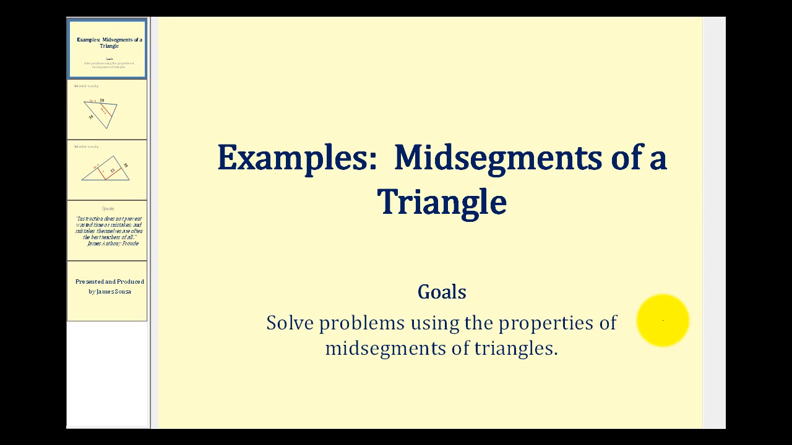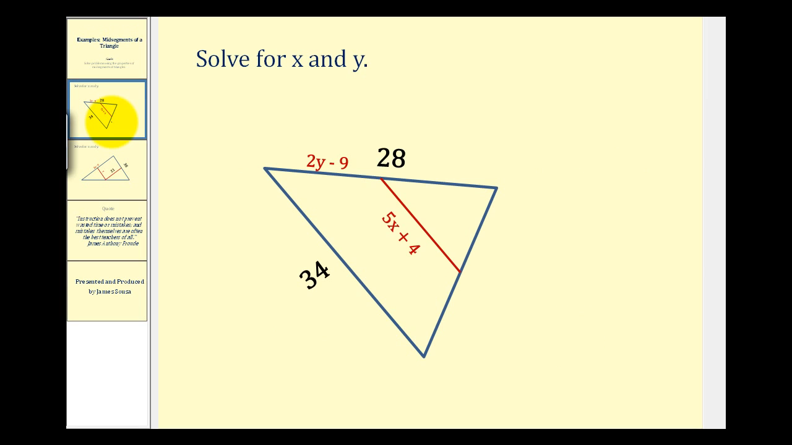Welcome to a lesson that will show examples on how to use the properties of midsegments to determine unknown values. Let's take a look at our first example. We're given that this red segment is a midsegment of the triangle. Remember, that means that it joins the midpoints of two adjacent sides.